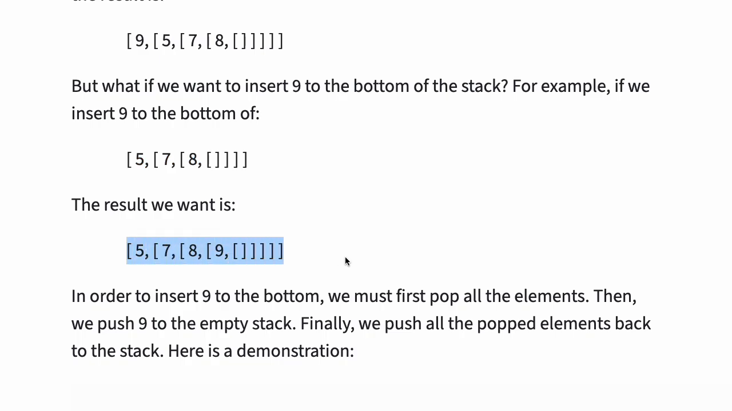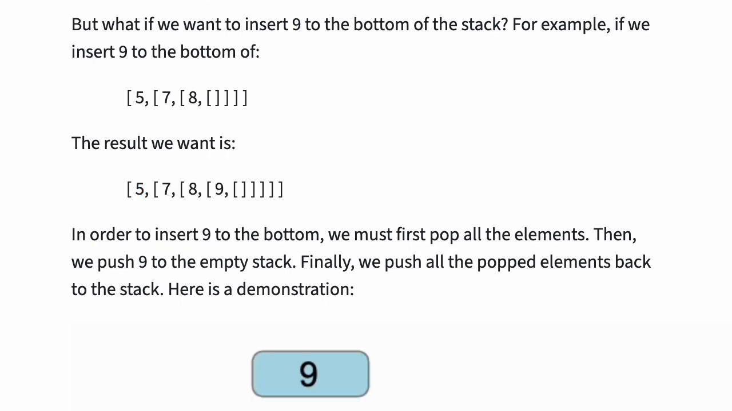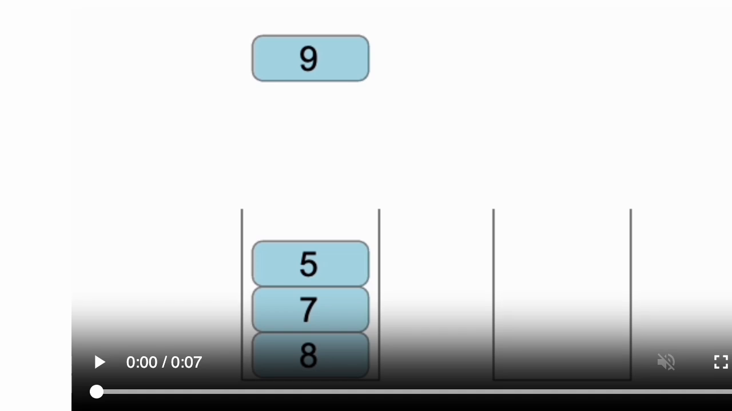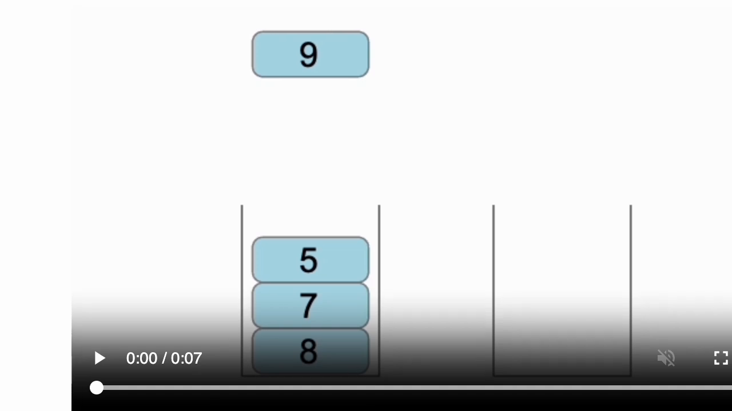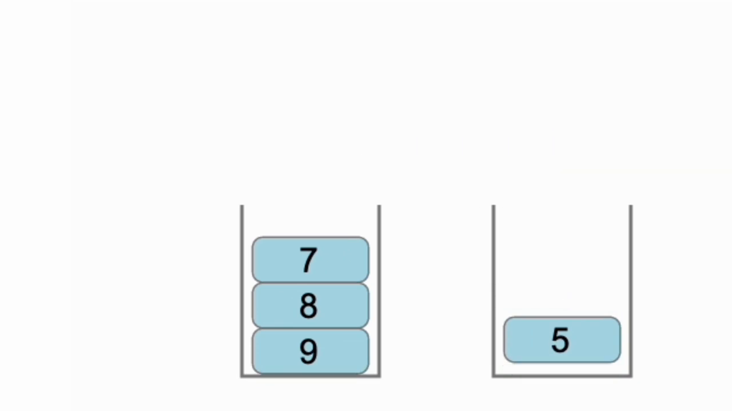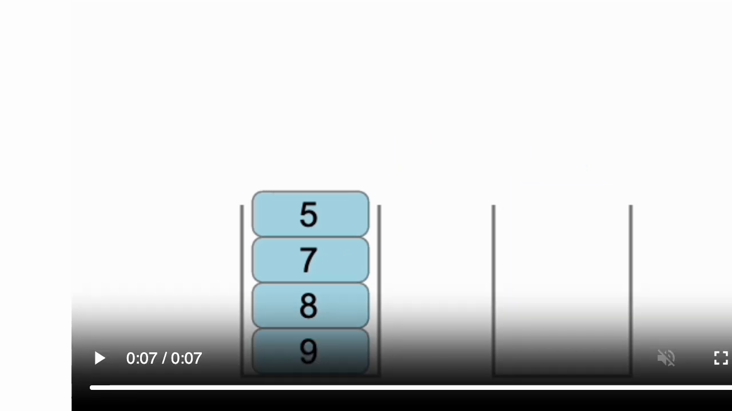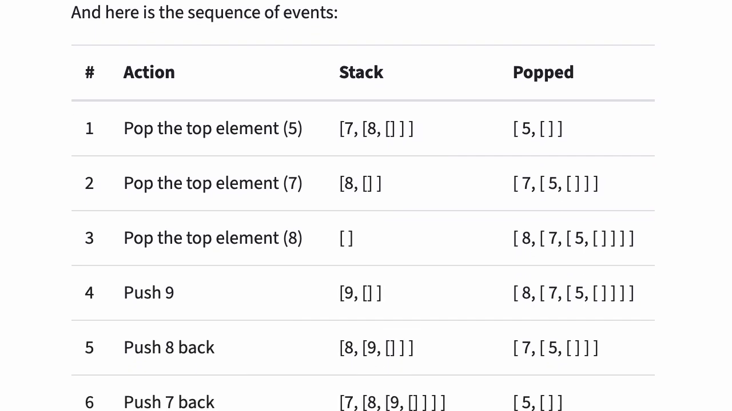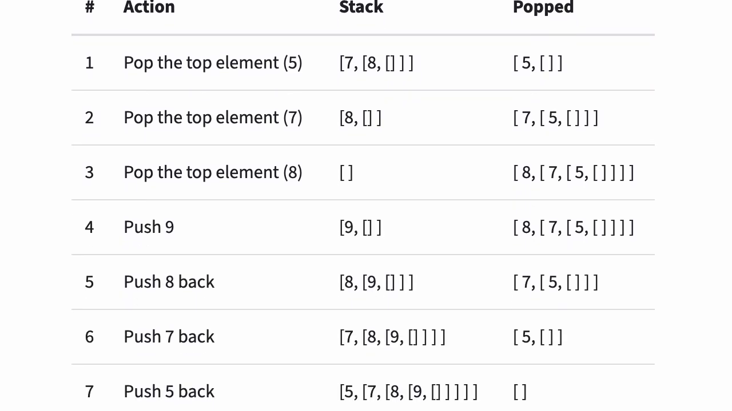5789. In order to insert 9 to the bottom, we must first pop all the elements. Then, we push 9 to the empty stack. Finally, we push all the popped elements back to the stack. Here's a demonstration. And here is a sequence of events expressed as a table.